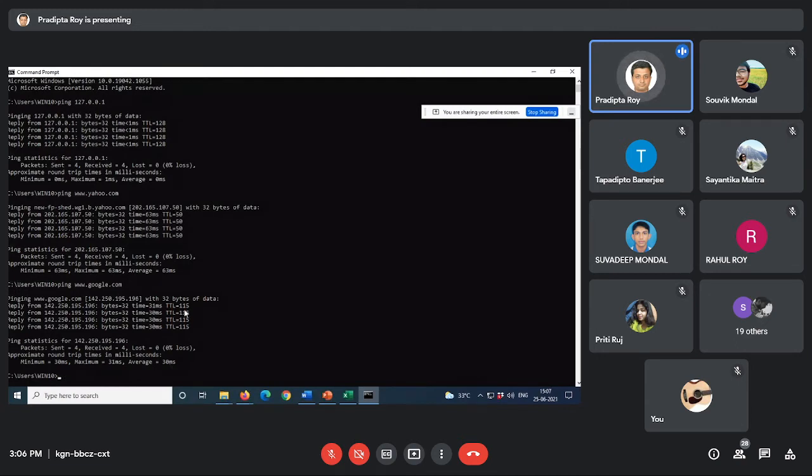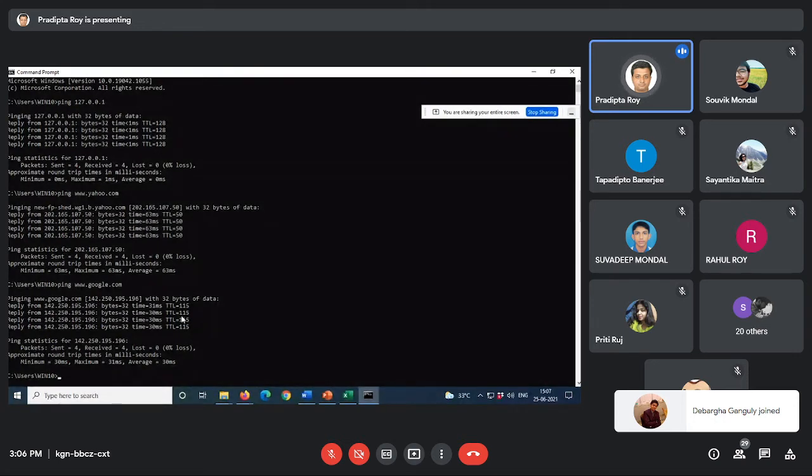And what is the TTL value? It is 115. So from here, you can easily calculate how many junction points the data packet has crossed.